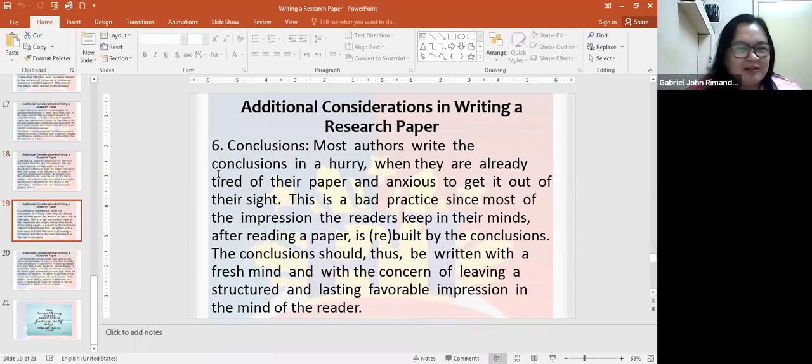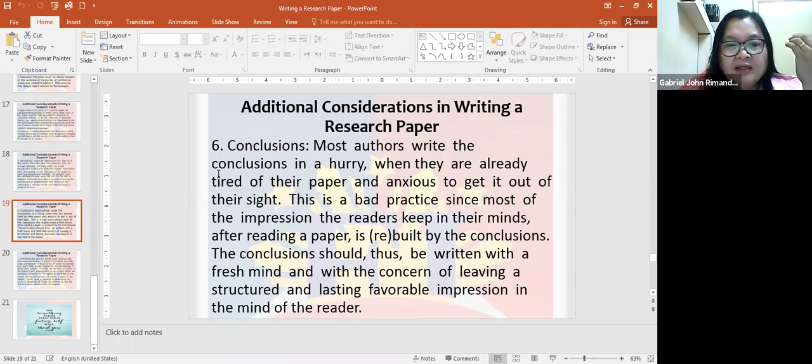Okay, so this one, conclusion. So, as what I've said earlier, no, conclusions and abstract would be the last to be written. Do not hurry in writing your conclusions because this will be the basis of your research. So, ito na yung parang, were you able to meet the objectives that you have set at the beginning of the research?